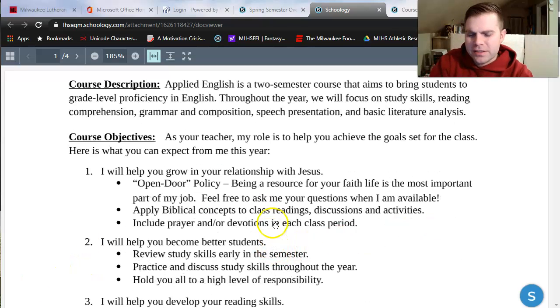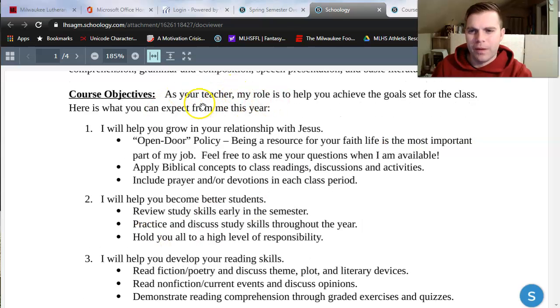Course objectives haven't really changed much from last semester, but it is important to go over them just so we can remember why we take Applied English. One thing that I want you to remember about these objectives is that these are my jobs. So you'll notice that I have 6 jobs for me. If I'm not doing my job with one of these things, let me know, because I'm always looking for ways to be better as a teacher.